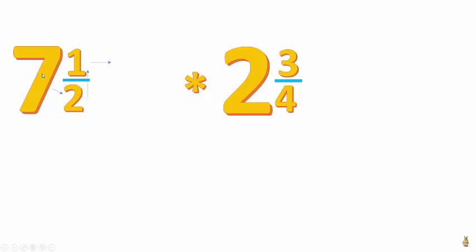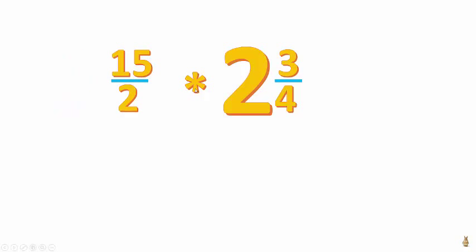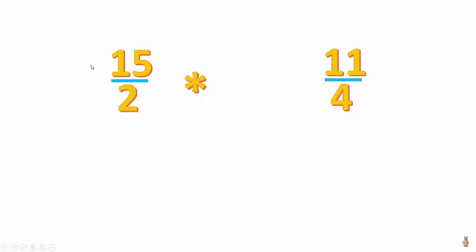So, 7 2's plus 1 equals 15. 7 2's are 14 and 1 is 15 over 2. So 15 halves are 7.5. Okay, 2 3/4: 2 4's are 8 and 3 is 11 over 4. So now the sum is 15 over 2 times 11 over 4.